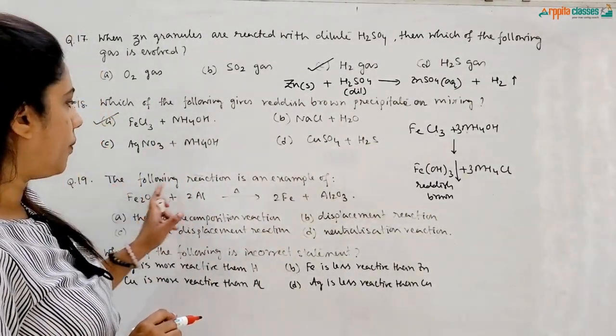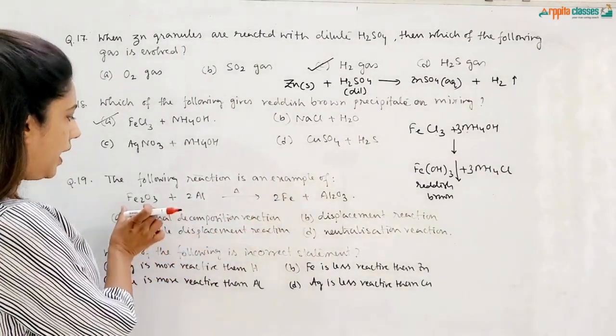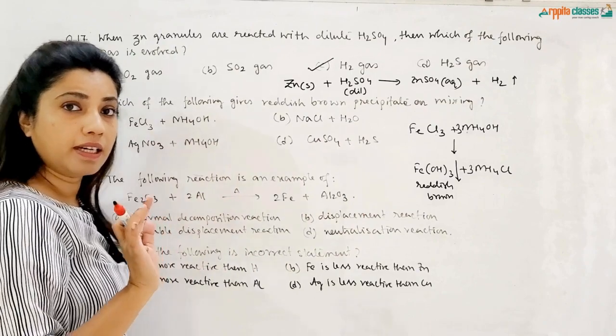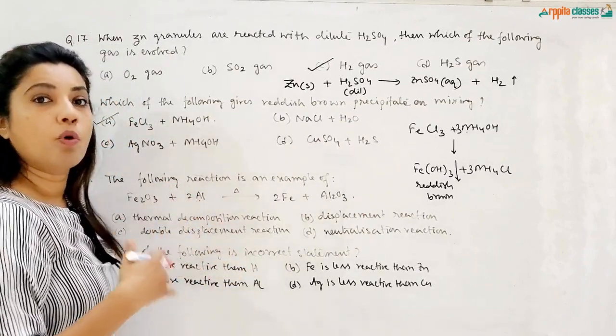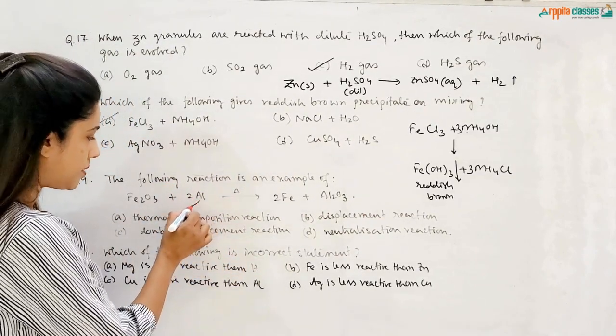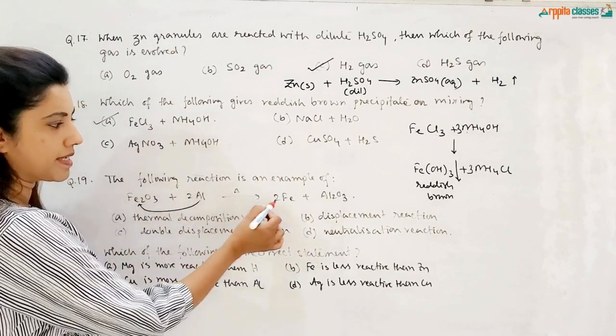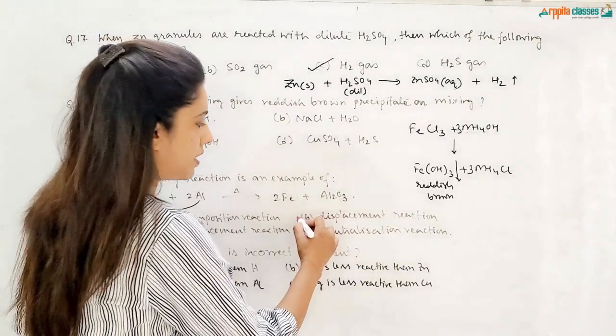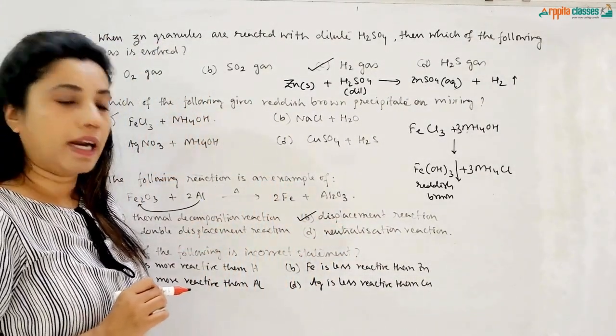Next question is, the following reaction is an example of Fe2O3 plus Al gives you 2Fe plus Al2O3. Here we can clearly see that aluminium, being more reactive than Fe, displaces Fe and takes its place. Aluminium oxide plus Fe. So this is a displacement reaction. Option B is the correct one.